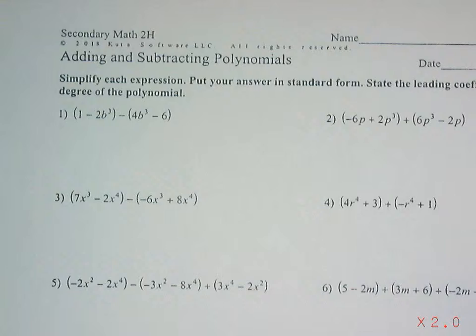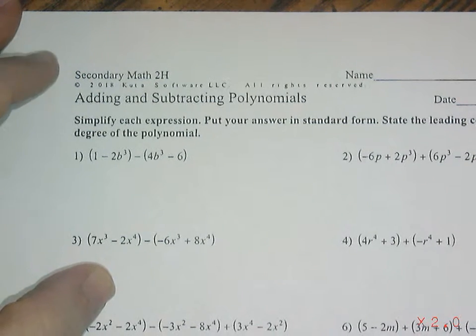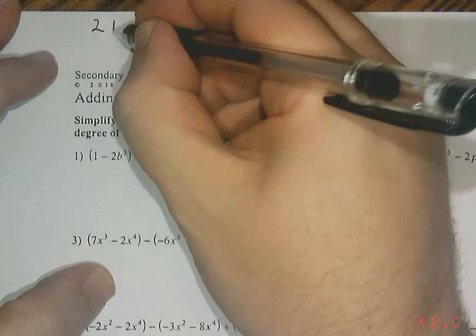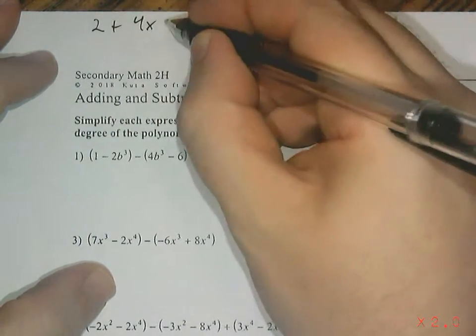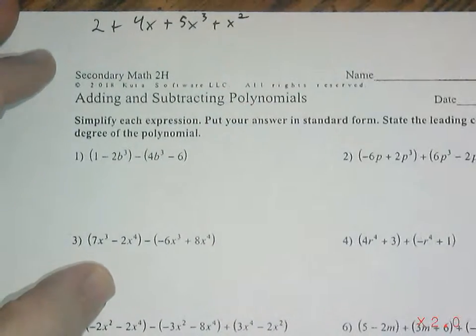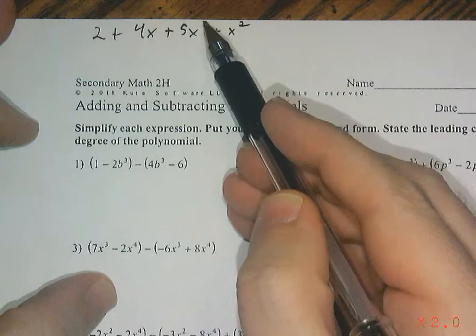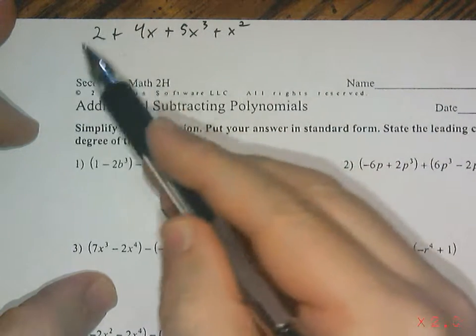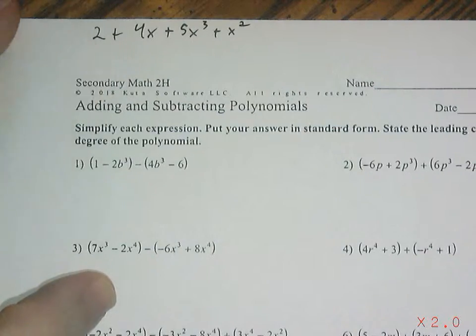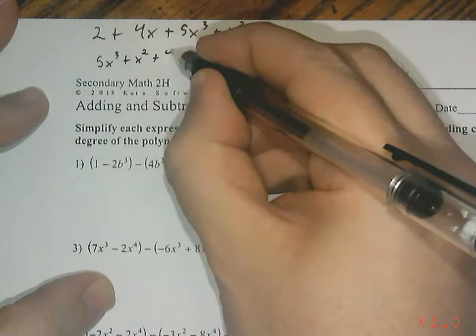Now there's an order in which expressions should be written, and it's usually descending value with exponents. So for example, if I had 2 plus 4x plus 5x to the third plus x squared, the proper way this should be written is with the largest exponent first, then the next exponent, then the next, and then if there's a constant, which is just a number, that would be last. So the way this should be properly written would be 5x to the third plus x squared plus 4x plus 2.